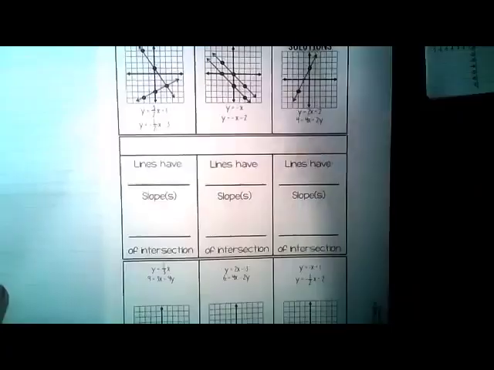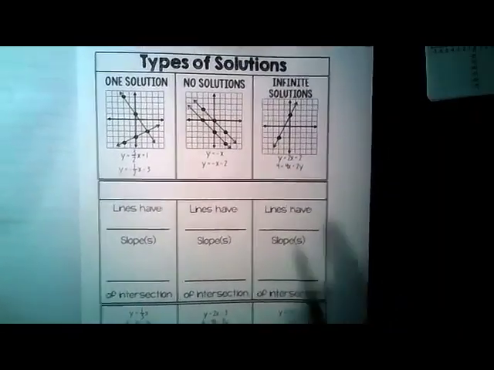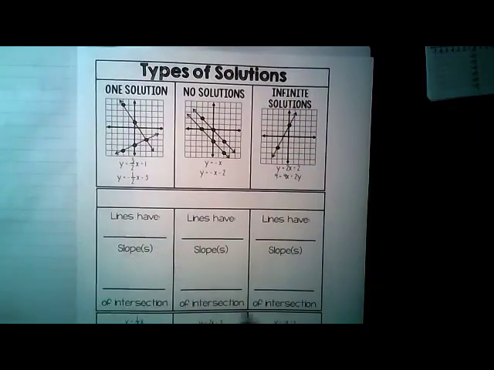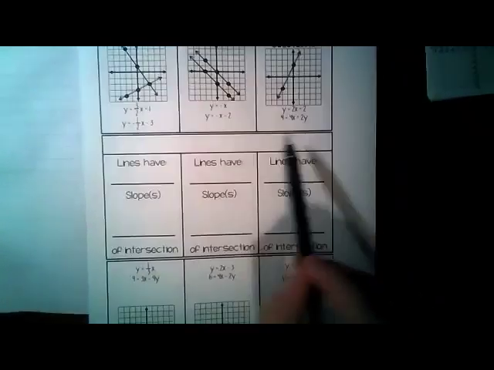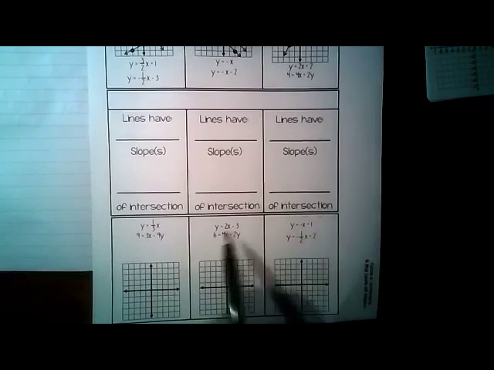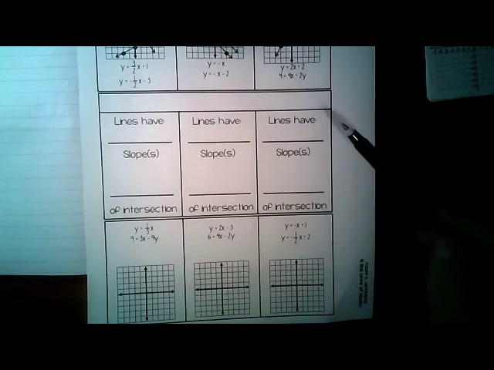So for this, you're going to need this handout here. Okay, it says types of solutions. You're going to cut out this large rectangle, this large rectangle, okay, and then this large rectangle, and they're going to be stacked on top of each other. So I'll show you what that looks like in a second. Why don't you pause and then you can cut.